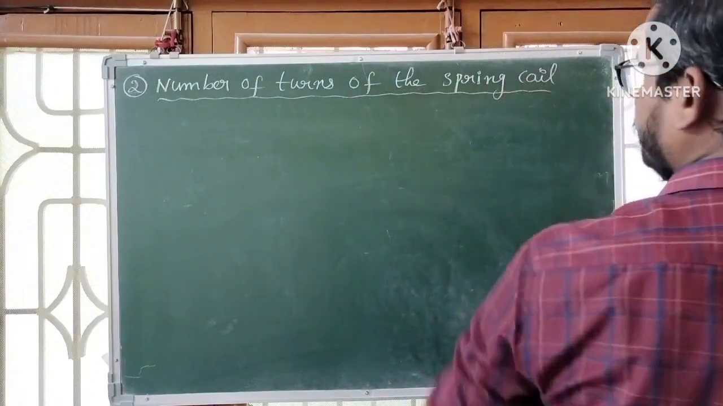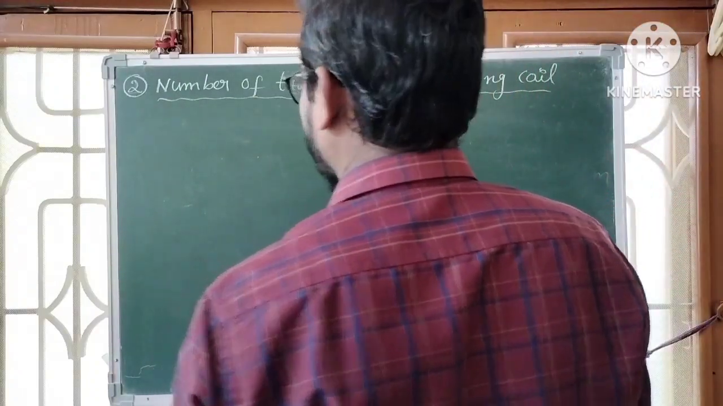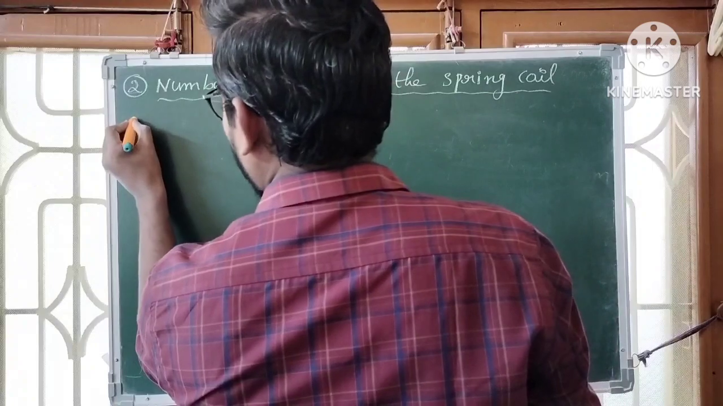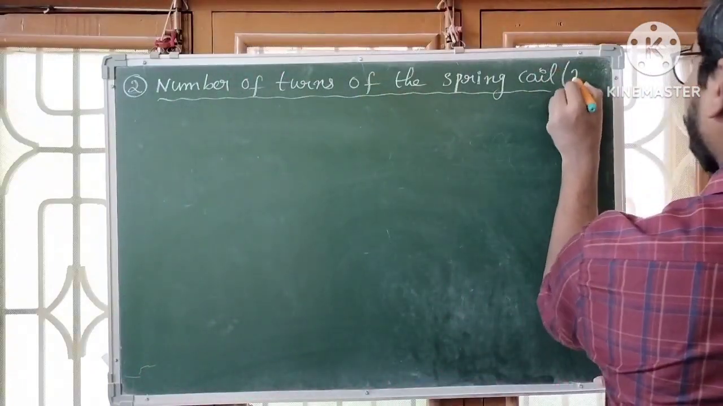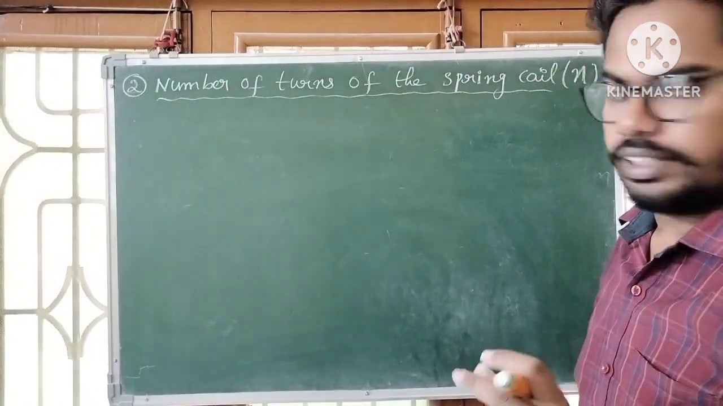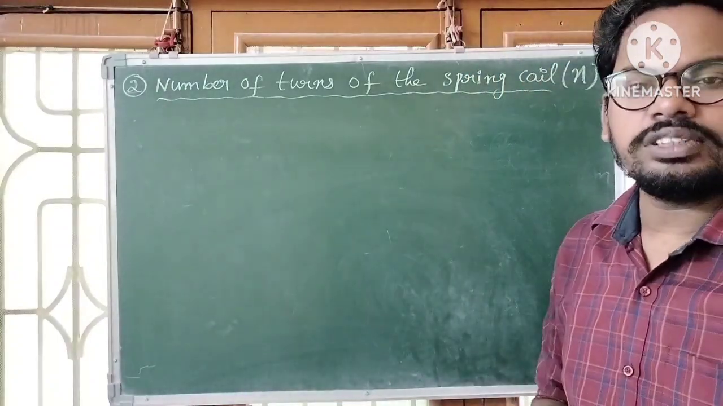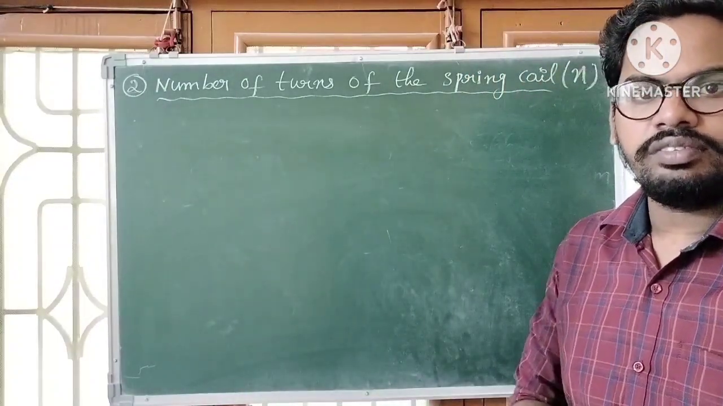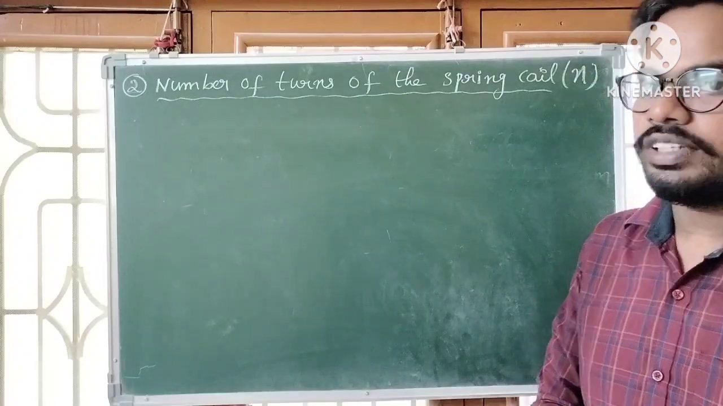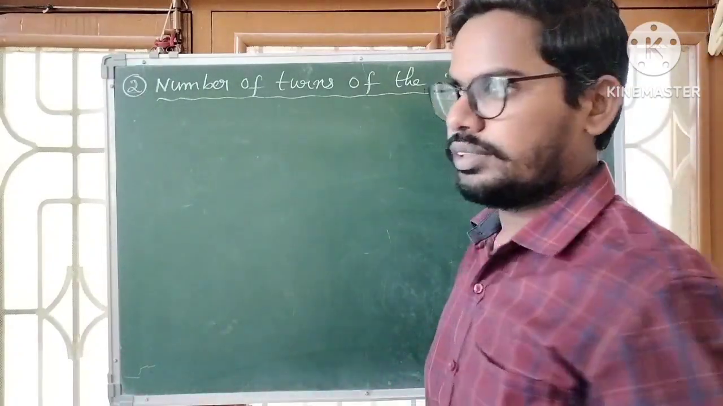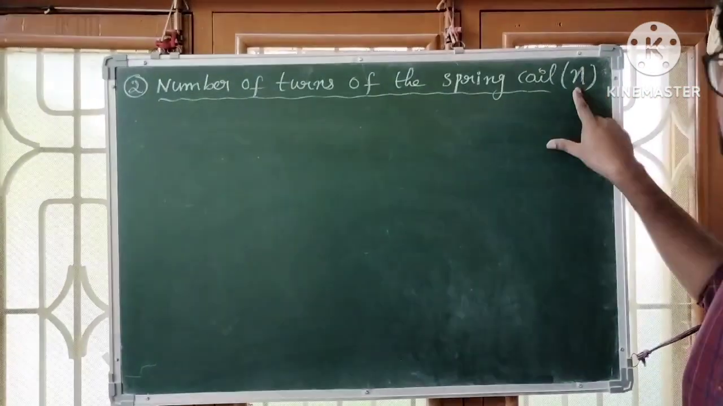Number of turns of the spring coil. So the number of turns of the spring coil is denoted by small n. To find the number of turns of the spring coil, we have to use the deflection of the spring. Using the deflection of the spring, we can find the n value.